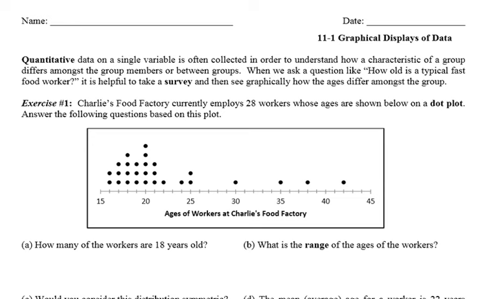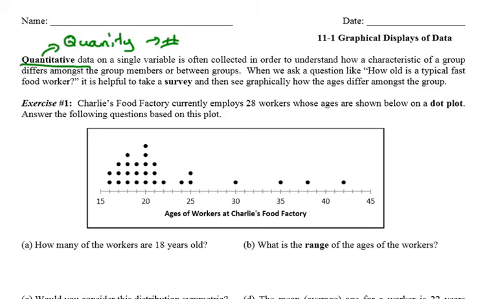graphs. So quantitative data on a single variable is often collected in order to understand how a characteristic of a group differs among the group members or between groups. Quantitative, you have to remember, it's talking about quantity, which means we're dealing with number answers, okay? So how old is a typical fast food worker? The answer to that is going to be a number, not what fast food restaurant do you work at. That's qualitative. You're talking about a quality of something.